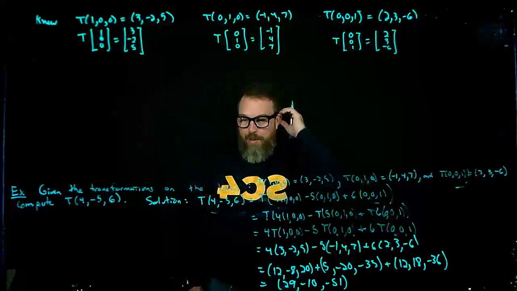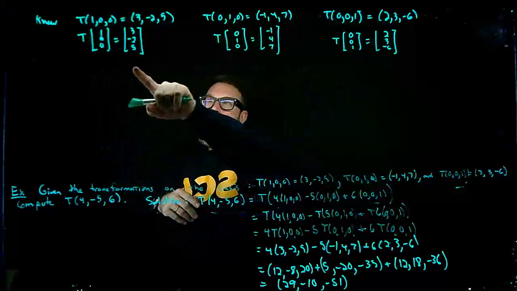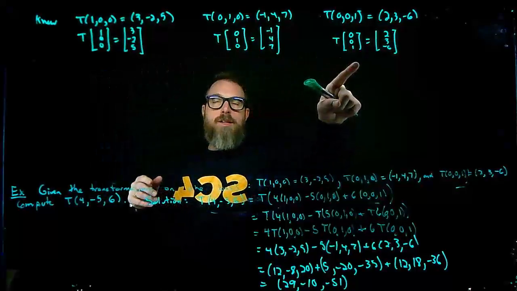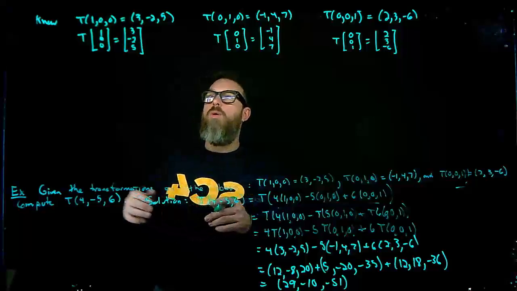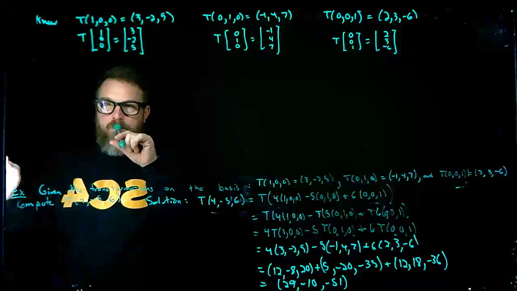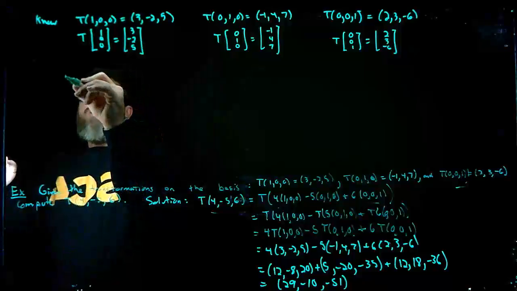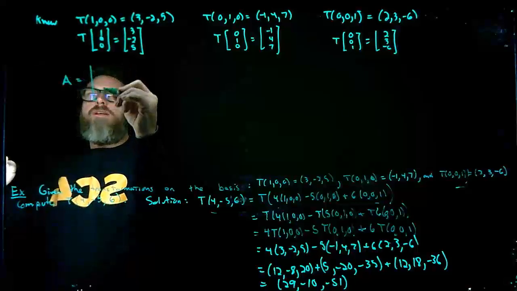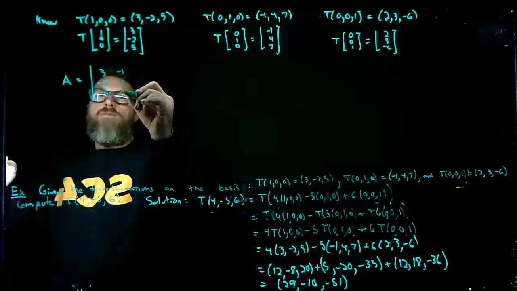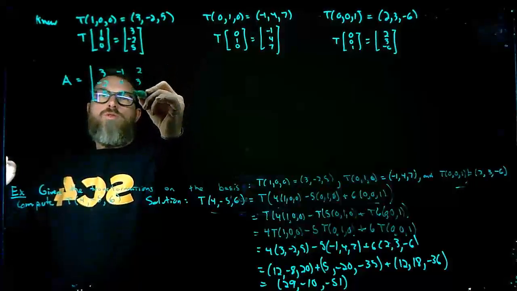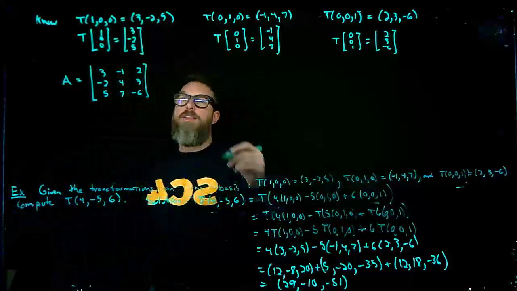So what's really interesting is if you join these matrices, then you actually get the standard matrix for this. So the standard matrix is going to be nothing more than 3, minus 2, 5, minus 1, 4, 7, 2, 3, minus 6. And then we can also verify this.